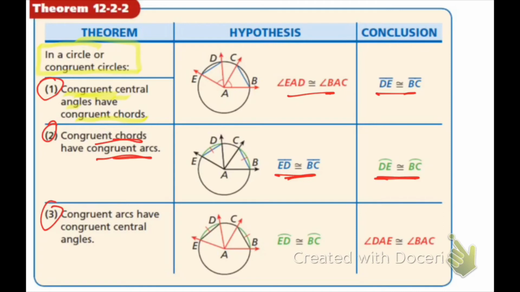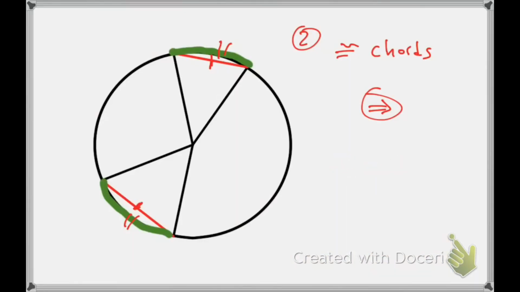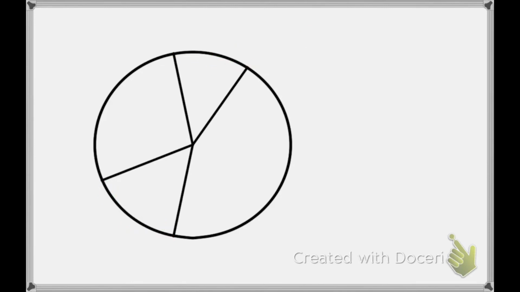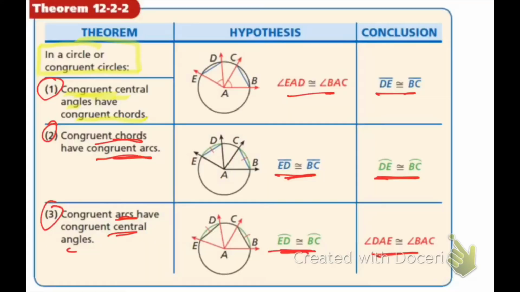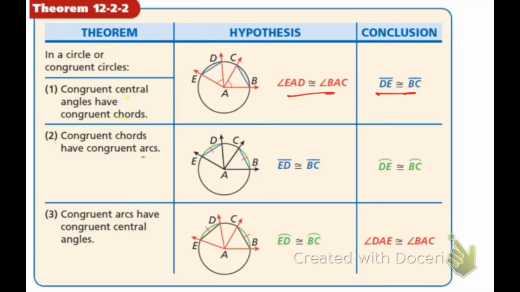Now our last one, if you have congruent arcs, then you also have congruent central angles. So here, congruent arcs implies congruent central angles. So now I'm going to start with the arcs. So if these two arcs are congruent, then my conclusion is that the central angles are also congruent to each other. So that is theorem, that's this theorem, the three parts to it. The relationship between the central angles, the chords, and the arcs.